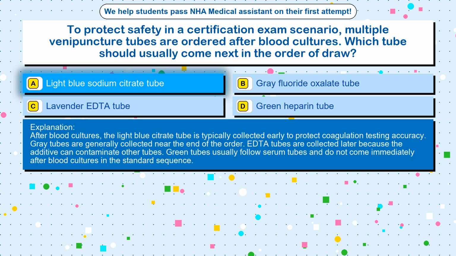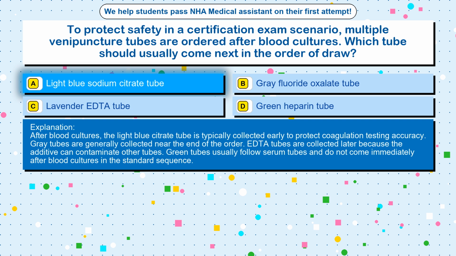After blood cultures, the light blue citrate tube is typically collected early to protect coagulation testing accuracy. Gray tubes are generally collected near the end of the order. EDTA tubes are collected later because the additive can contaminate other tubes.